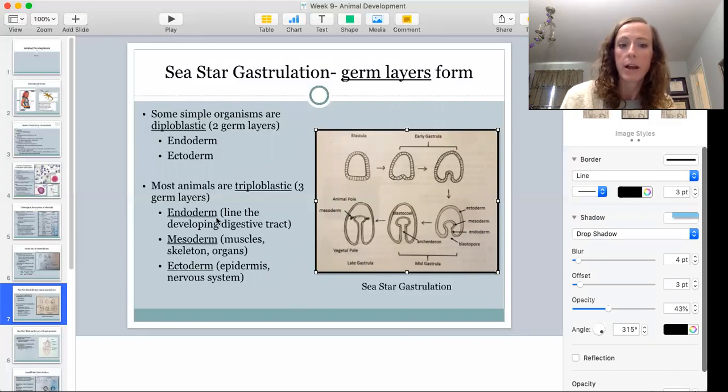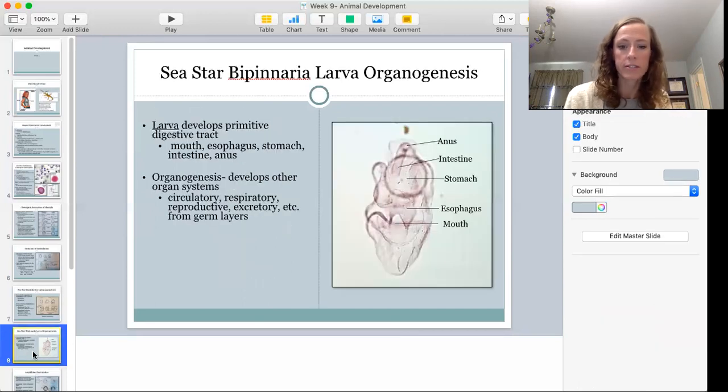The endoderm, as I mentioned, is going to line our digestive tract. The outside of the digestive tract, as well as muscles, skeletal elements, and organs, are going to be mesodermal layers. And then the ectoderm is your epidermis, and your nervous system will all be developed from the ectoderm germ layer. Okay. All right, so let's move to our next slide.